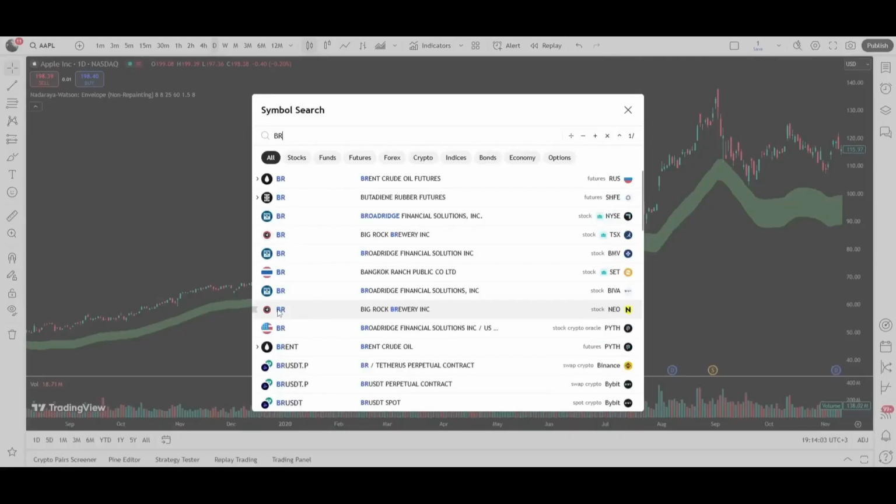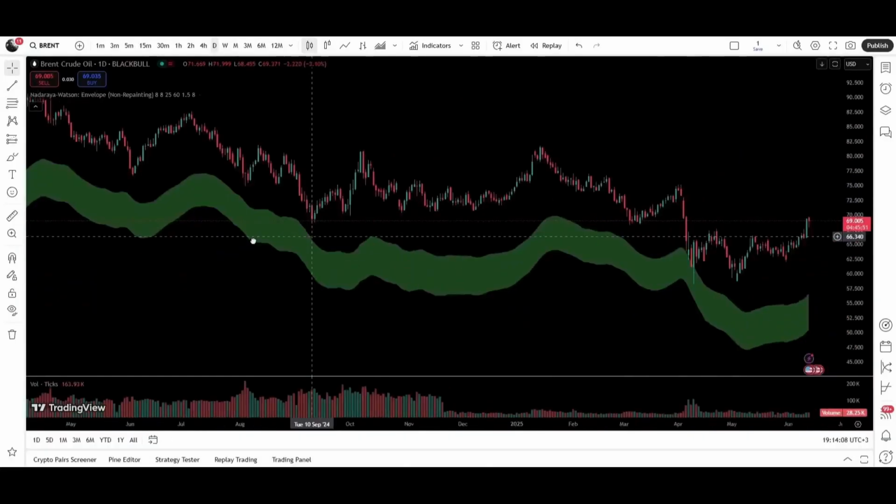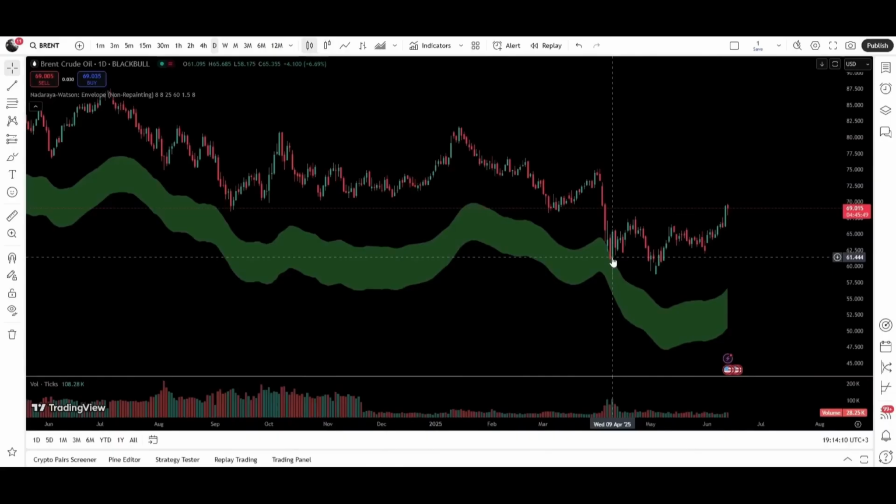You can also, for example, take a look at Brent oil. What will it show us? Let's take a look. There was just recently a buy signal for oil. You could have bought at $61 and now it's already at 69. So you see, it's a really good indicator.